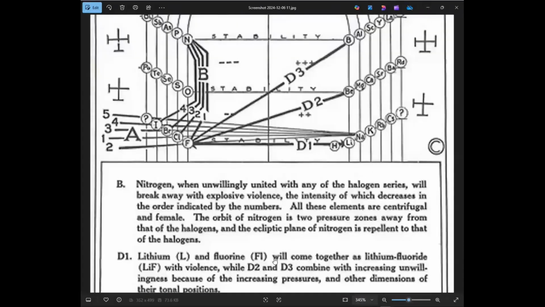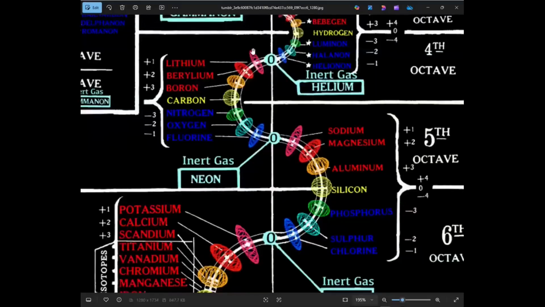Lithium and fluorine will come together as lithium fluoride with Valence. So let's see. We've got lithium here, and it looks like straight across is fluoride. So I'm guessing that is the true mate. We'll just confirm that. We got lithium as +1, fluorine -1. Yep. And they are right next to each other in terms of octaves, octave 4 and octave 5. So that's the true mate. Going to come together with explosive violence.